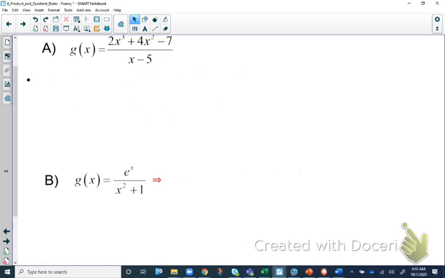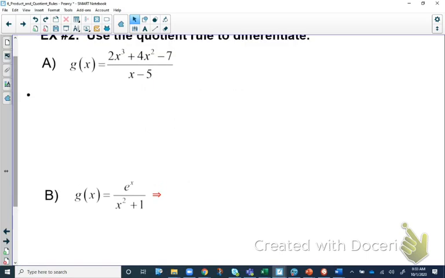So here, for example A, if I say low-d high minus high-d low, low means the denominator, so I'm going to just take whatever the denominator's expression is. In this case, it's going to be x minus 5. And I'm going to multiply it to the derivative of the numerator. That's what the d high is. So that'll give you a 6x squared plus 8x. And the derivative of the constant is just 0, so that's what we end up with here.